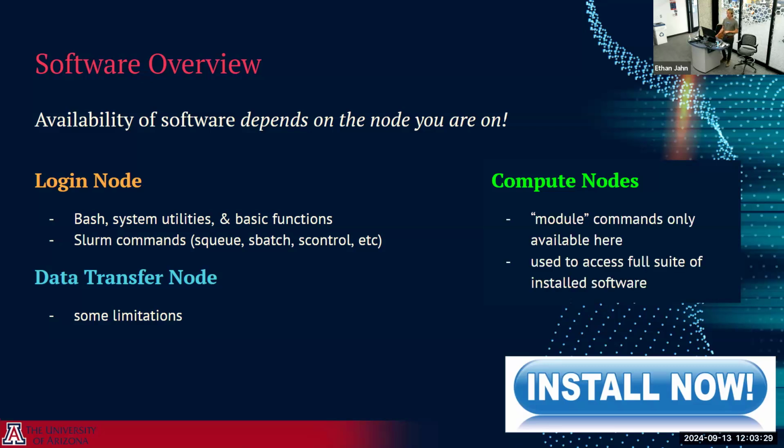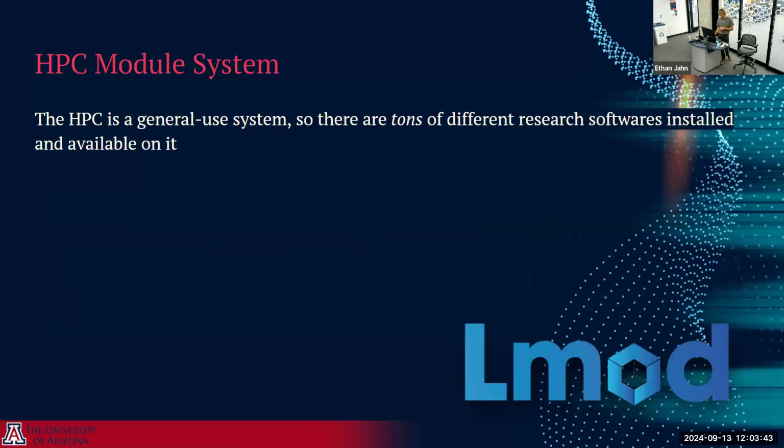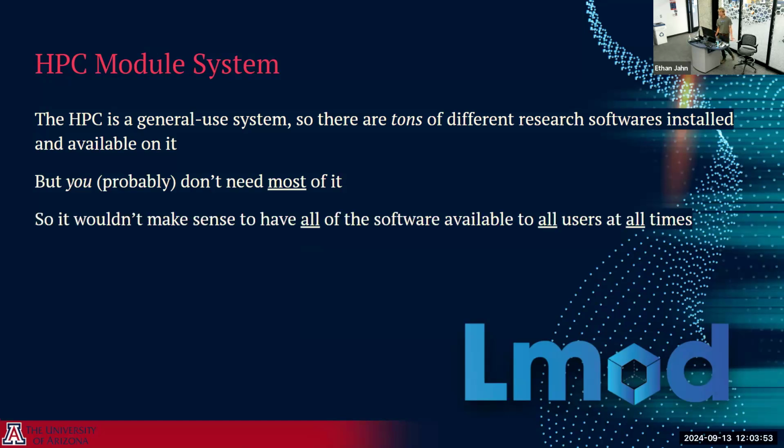Compute nodes have available the module commands. So we'll talk about the module system. That system is used to give you access to the full suite of installed software on the HPC. Since the HPC is general use, there's tons of different research software installed and available on it. You probably don't need most of it, so it wouldn't make sense to have all of the software available to all users at all times.